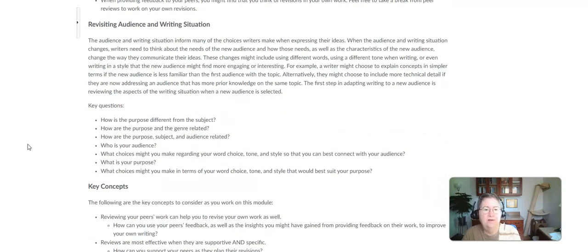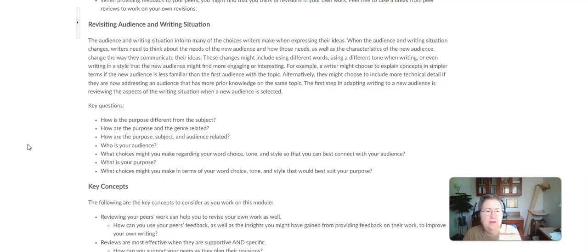Revisiting audience and writing situation. We covered those in earlier modules, and for some people it might be necessary to go back and review those. The main thing is to remember that all writing has a purpose. There's a reason that you're writing it in a particular situation, and all writing has an audience. Who is it you're trying to communicate to?